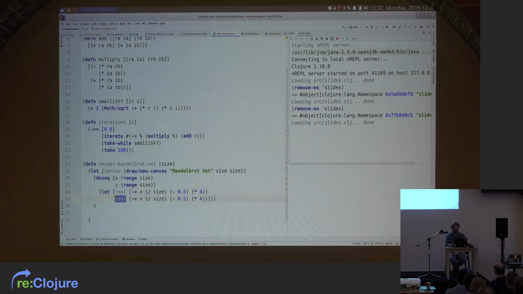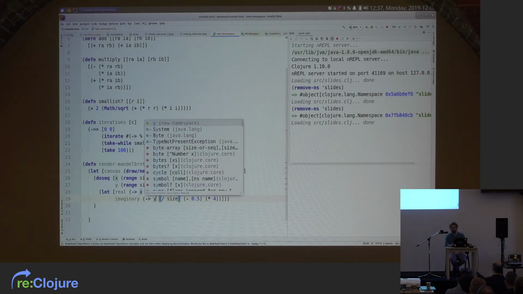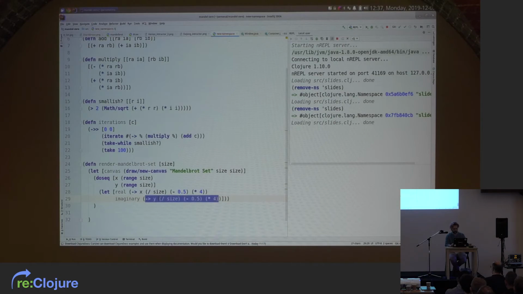And for the imaginary part, we shall do exactly the same thing, except we shall base it on the value of y instead of x. And then our complex number c is just the vector of the real and imaginary components that we've created. So now we're ready to do some iterations and pick a colour.